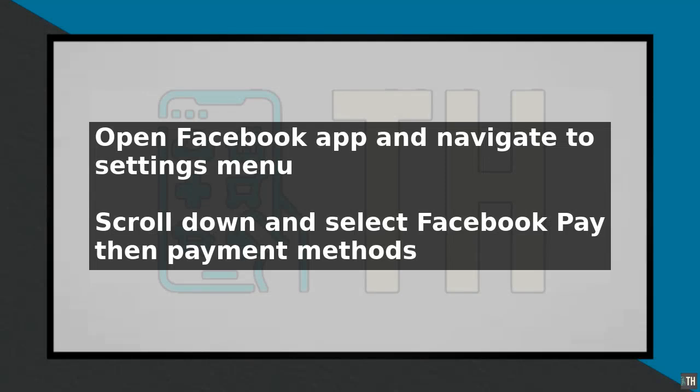To change your debit card on Facebook Pay, start by opening the Facebook app on your device and navigating to the Settings menu. Scroll down and select Facebook Pay. Then tap on the Payment Methods option.